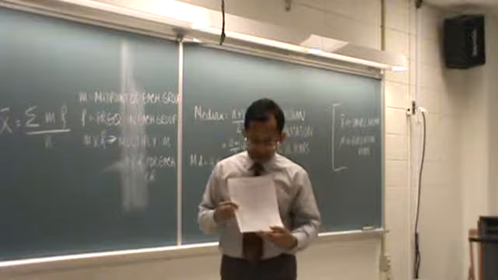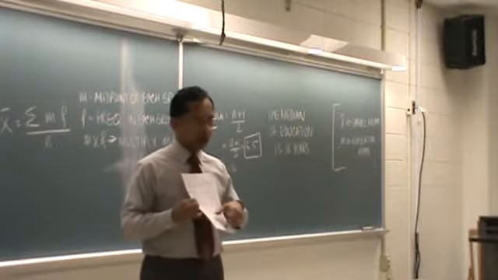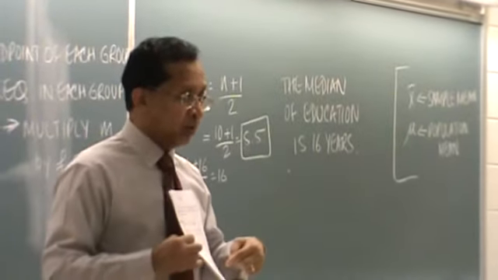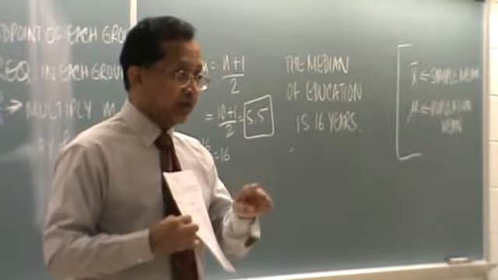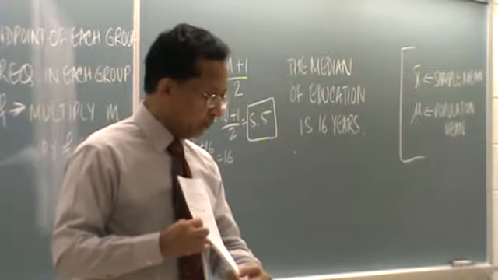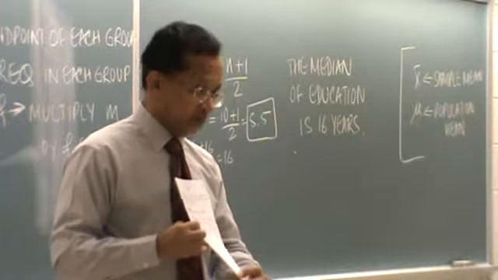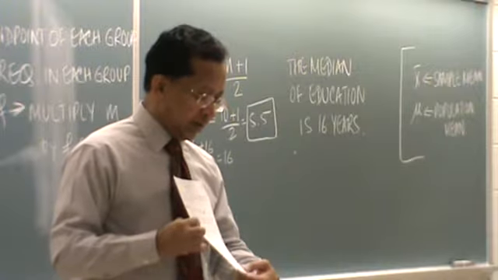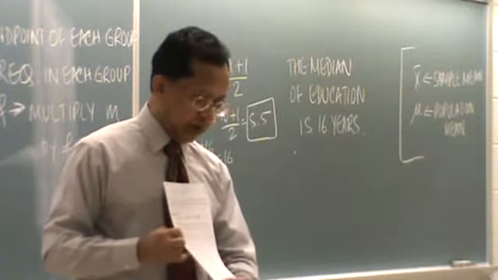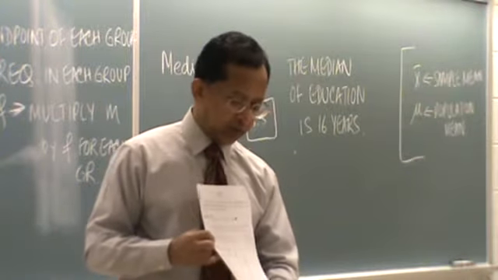So we do the same thing for all these groups, and again we have been given in this table that the total number of states is 50. So our total number of frequency is 50. And then once we are done with this whole thing, then we apply this formula.